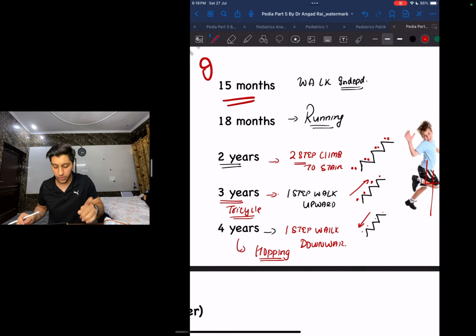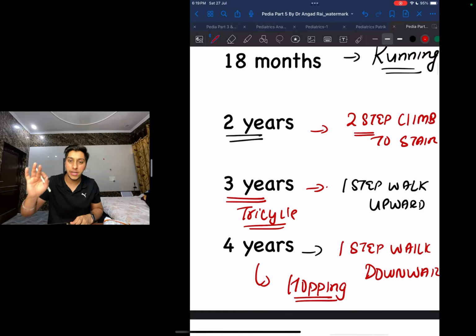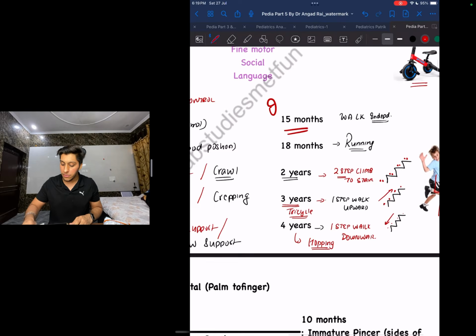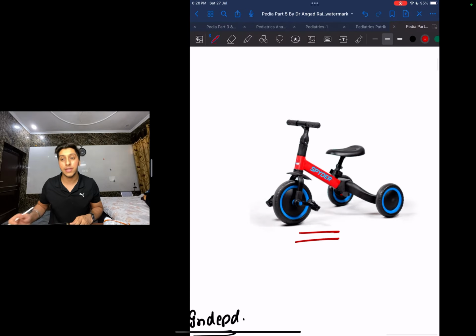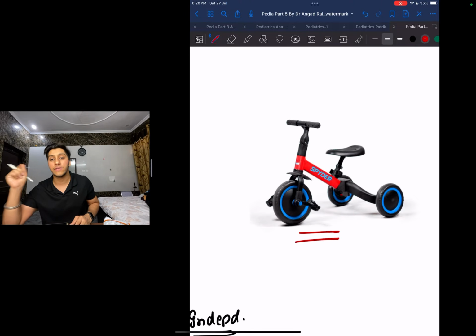Another feature you have to remember is 3 for 3 years, and 3 years the baby will be able to drive a tricycle. This is another PYQ. By 3 years of age, this is a gross motor, the baby is able to drive a tricycle.